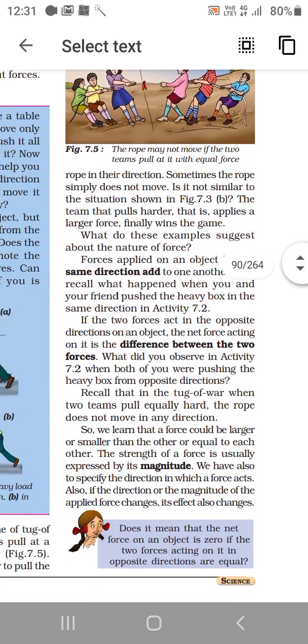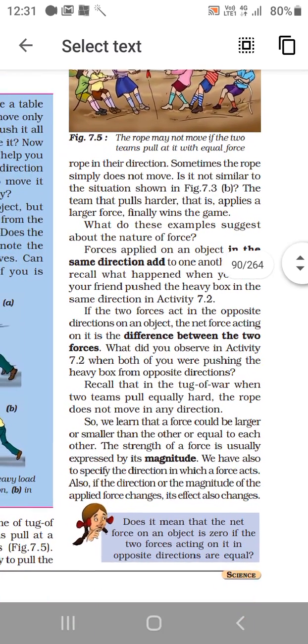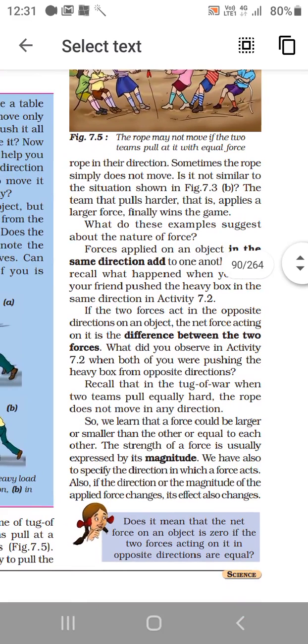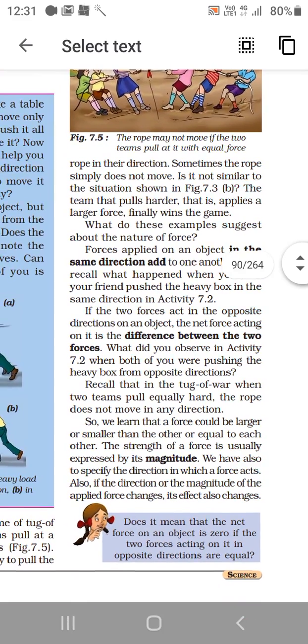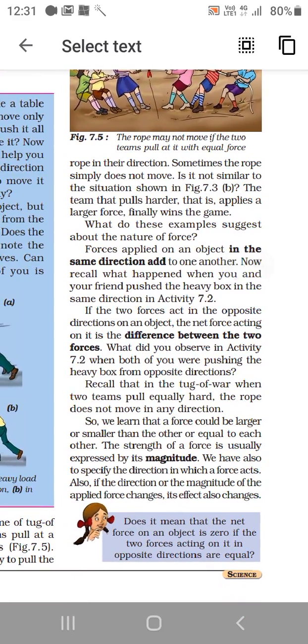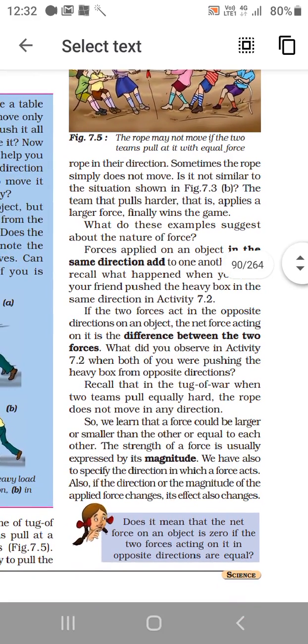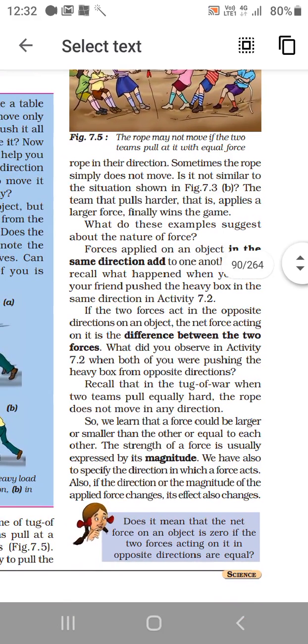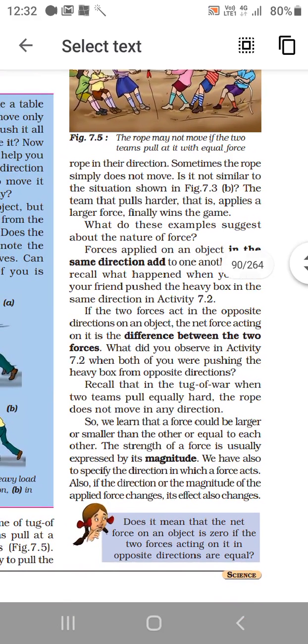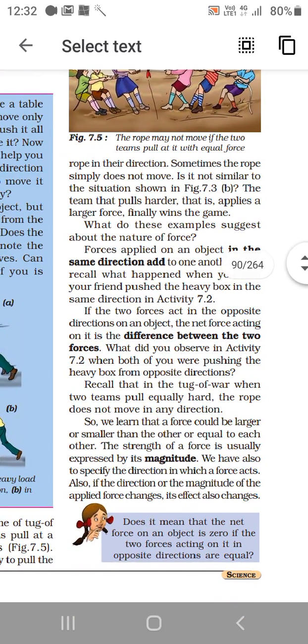Recall the tug of war. When two teams pull equally hard, the rope does not move in any direction. So we learn that a force could be larger or smaller than the other, or equal to each other.